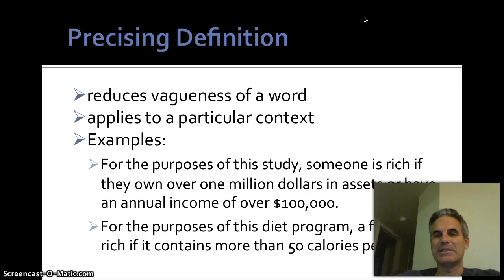For the purposes of this study, someone is rich if they own over $1 million in assets or have an annual income over $100,000. All right, and for the purposes of this diet program, a food is rich if it contains more than 50 calories per ounce. In both of these cases, we're taking a word that's relatively vague and making it more precise, and we're doing it for a particular purpose, for a study, for a diet program, for an argument, whatever it is.